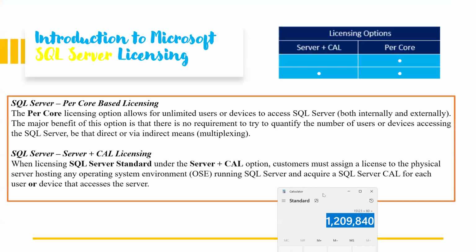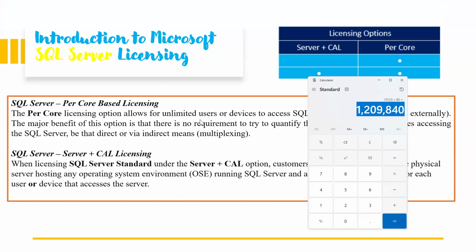Now open the calculator. Now it is 2 cores, right? For 2 cores, 15,123. For 12 cores, how much? Now imagine how much cost for one SQL instance, how much they are going to pay to Microsoft.